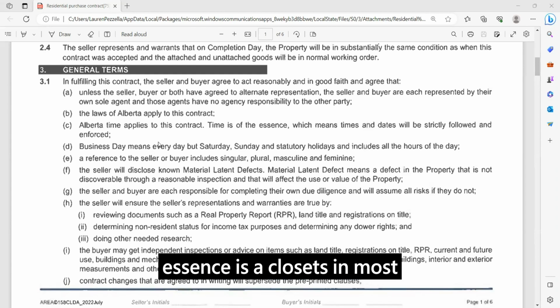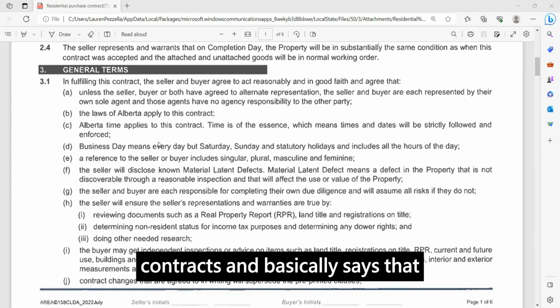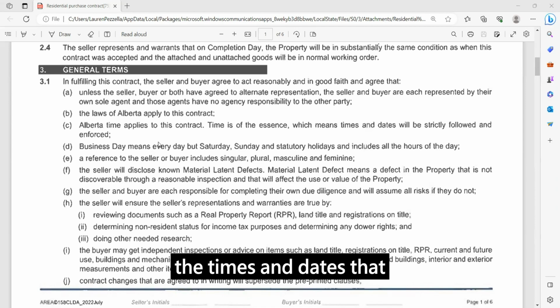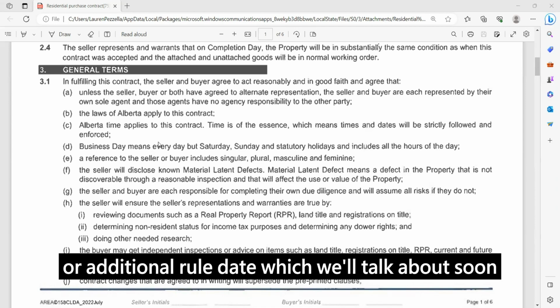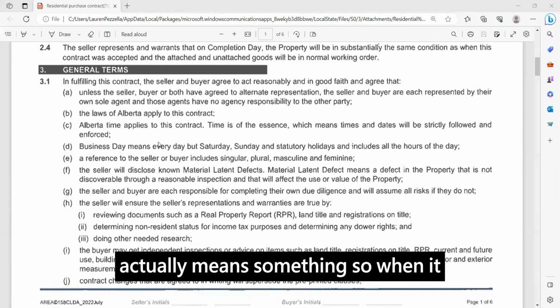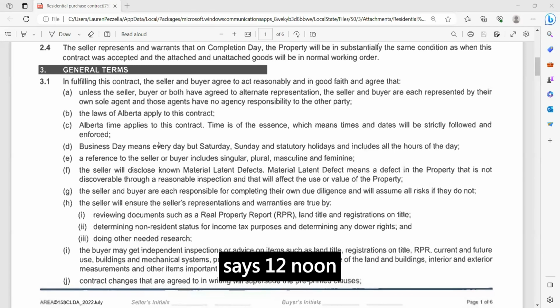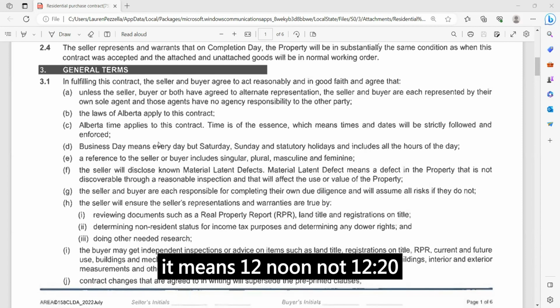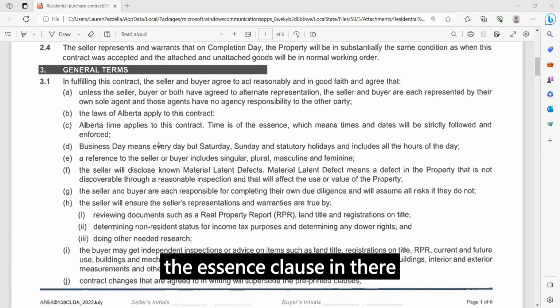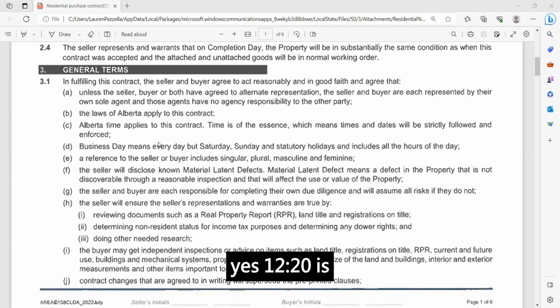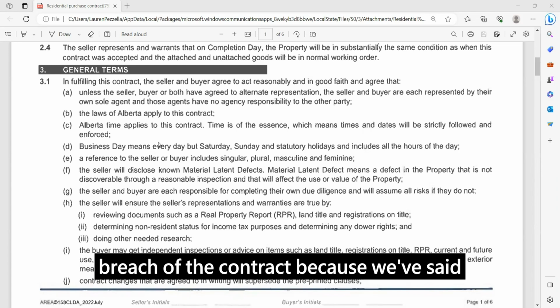Time is of the essence is a clause that's in most contracts, and it basically says that the times and dates that are stipulated in the contract, such as the closing date or conditional removal date, which we'll talk about soon, are dates that actually mean something. So when it says 12 noon, it means 12 noon, not 12:20. And so is it a breach of contract? Well, with this time is of the essence clause in there, it means that yes, 12:20 is a breach of the contract because we've said time is of the essence.